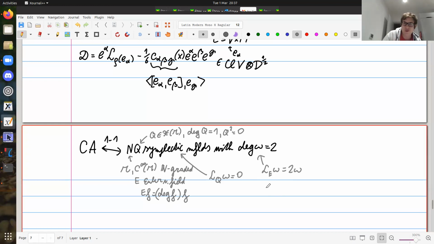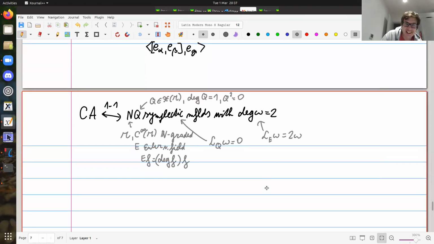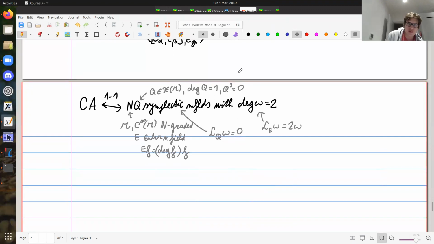Okay, so one way or another, there is a different way of saying what a Courant algebroid is. And as you see, this is quite concise. Of course, I had to explain what these notions are, but at least all the axioms of a Courant algebroid basically follow from either this condition or from the whole construction.